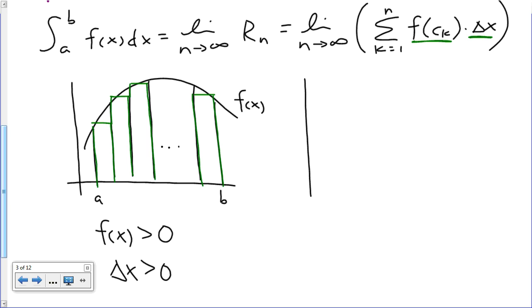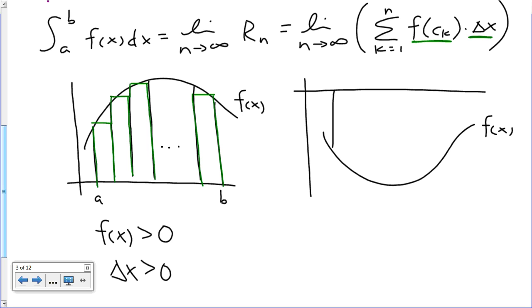On the other hand, let's graph a function that's negative. So again, it doesn't really matter what my function looks like as long as it's below the x-axis here from a to b. And let's again split this up into some subintervals. And we can even sketch in what our rectangles will look like here. Again, I'm not going to be too picky on the heights that I pick, but we'll just simply sketch in our rectangles like this.